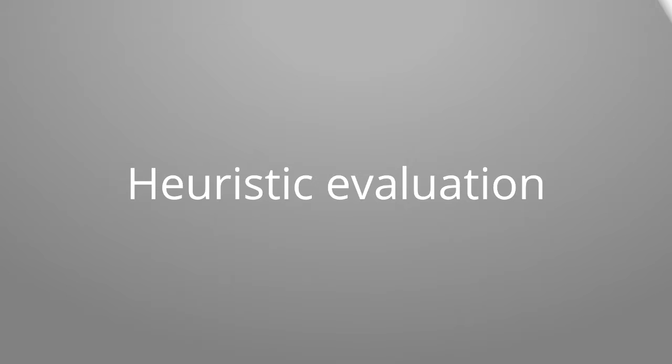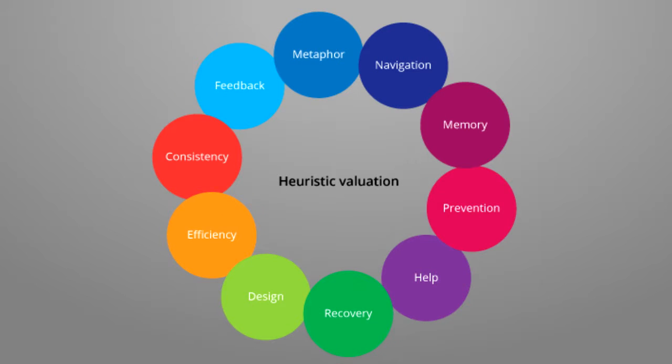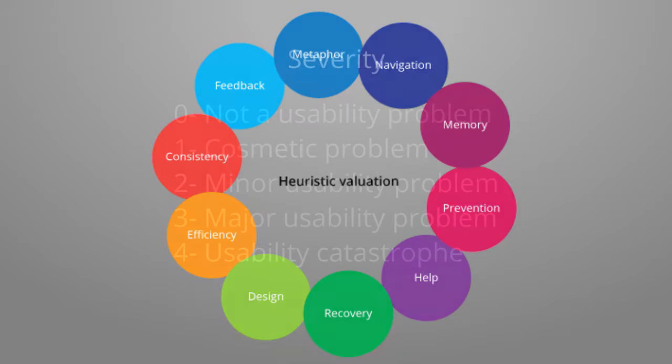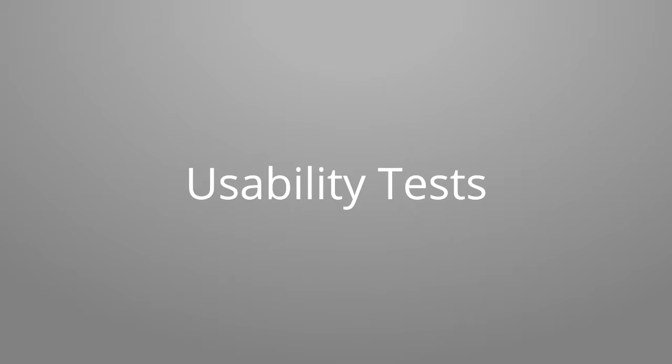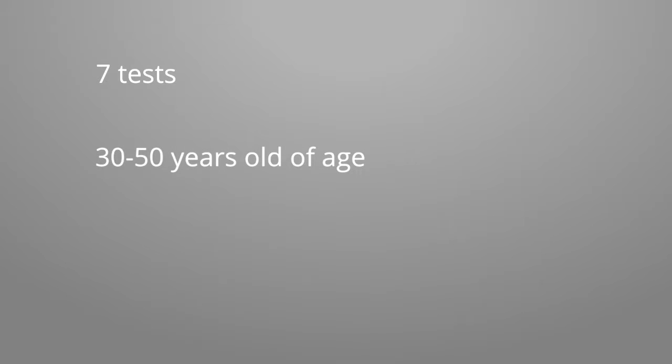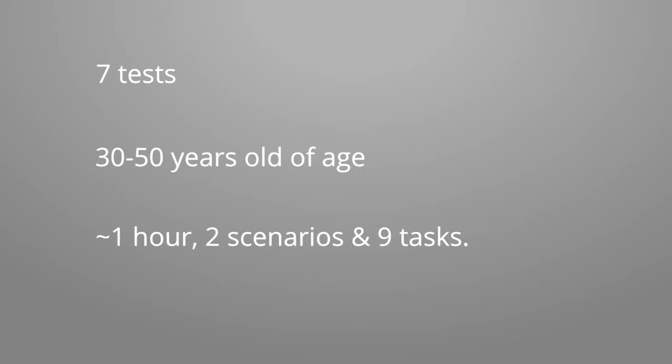Moving on, each member conducted a heuristic evaluation based on Nielsen's 10 usability heuristics. Afterwards, we consolidated our findings and prioritized them based on severity on a scale from 0 to 4. Finally, we conducted 7 usability tests with users matching our target demographic between the ages of 30 and 50 years old, with a slight majority of women. Each test lasted approximately 1 hour and included 2 scenarios and 9 tasks. These findings clarified the navigation difficulties faced by MLH's average user.